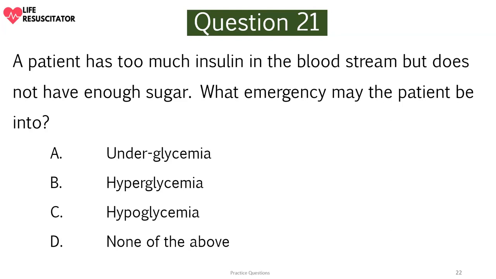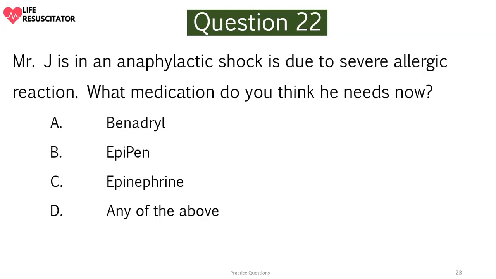So a patient has too much insulin in the bloodstream but does not have enough sugar. What is the name of the emergency that this patient may be into? A, underglycemia. B, hyperglycemia. C, hypoglycemia. D, none of the above. So question number 22 is on the way.